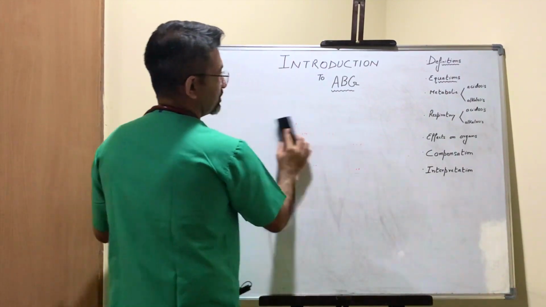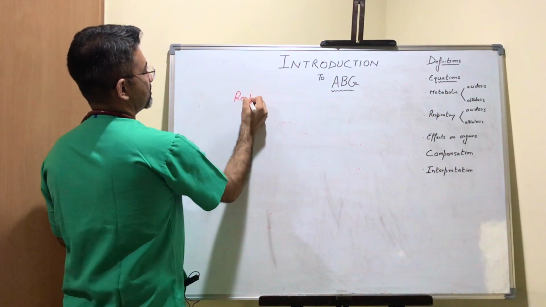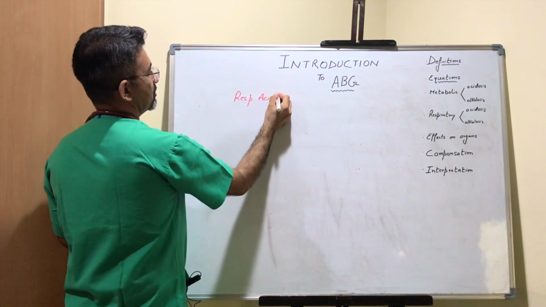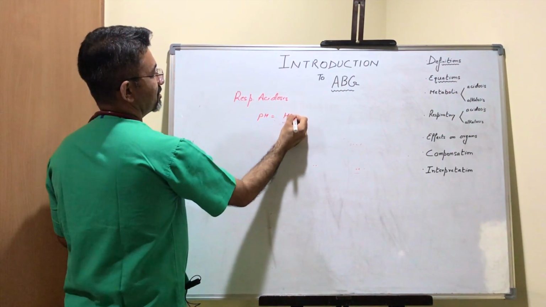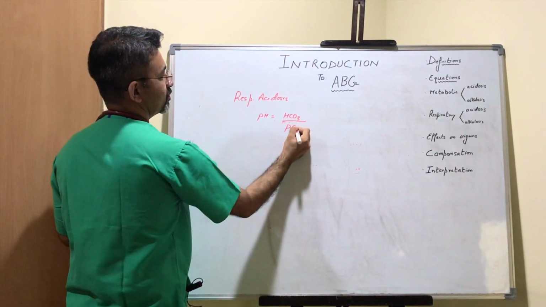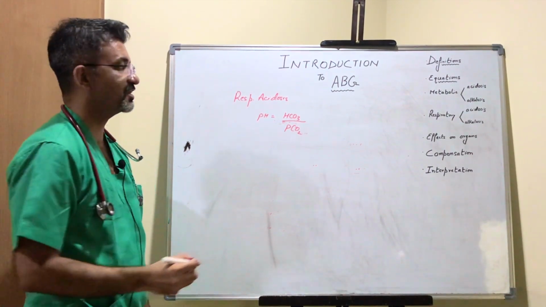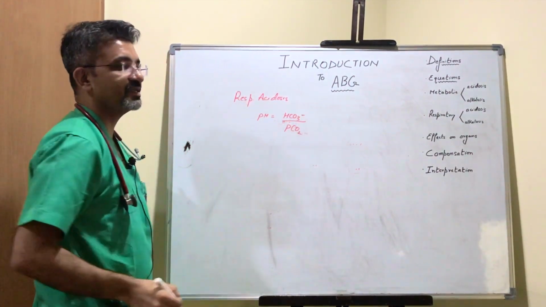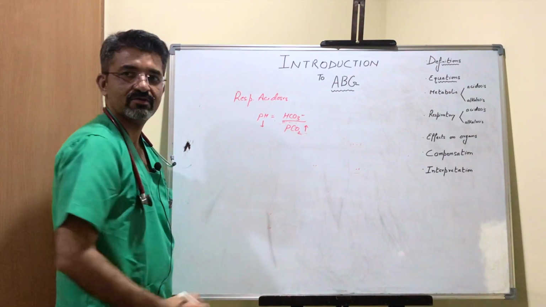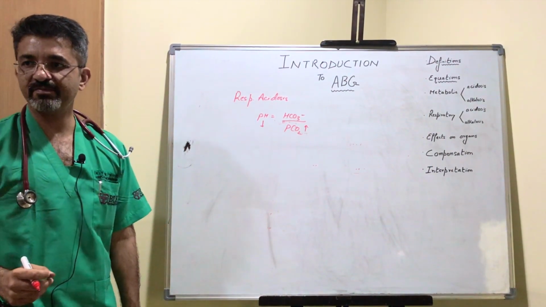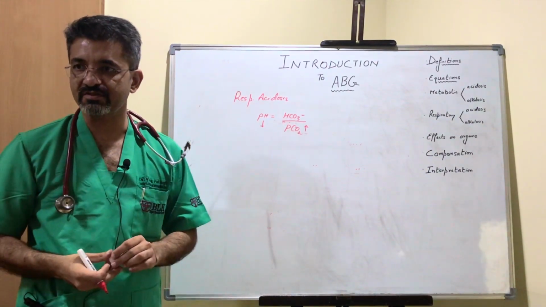Now we come to respiratory acidosis. So the same equation, pH equals HCO3 divided by PCO2. So now I keep my HCO3 constant. So in respiratory acidosis, what's happening? If pH is going down, PCO2 has to go up. So any phenomenon which increases the partial pressure of carbon dioxide with a normal HCO3 will result in respiratory acidosis.